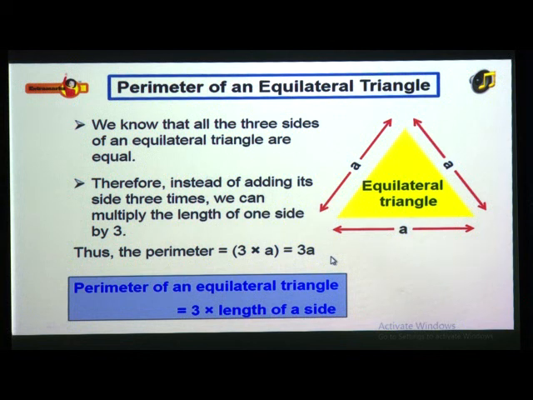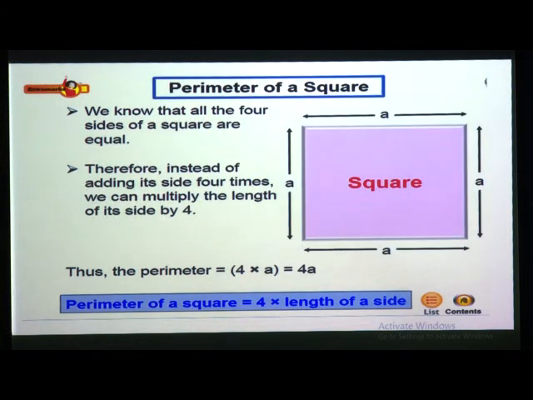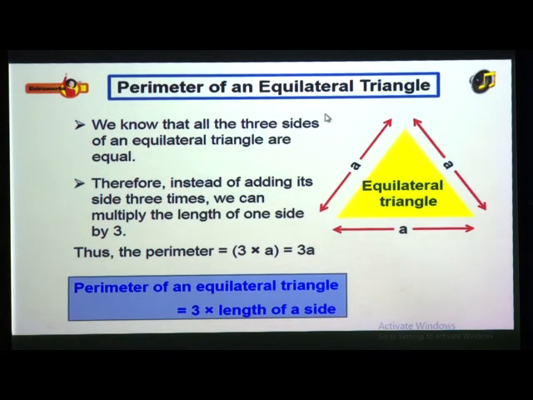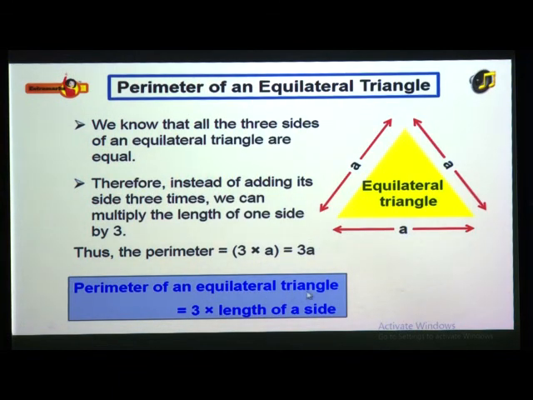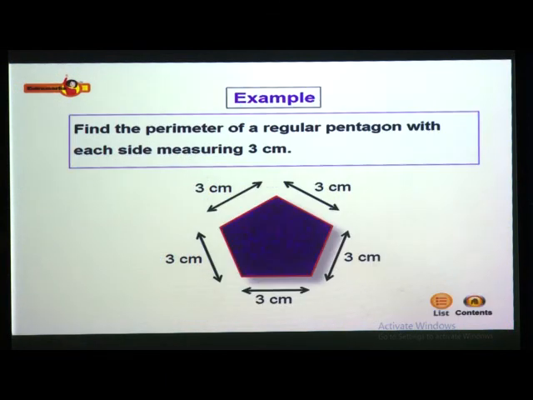So, the perimeter of a square is 4 into the length of the side, as it is having 4 sides and all the sides are equal, and the perimeter of an equilateral triangle is 3 into the length of the side, as an equilateral triangle is having 3 sides and all the 3 sides are equal. So, we have studied about the perimeter of regular shapes.